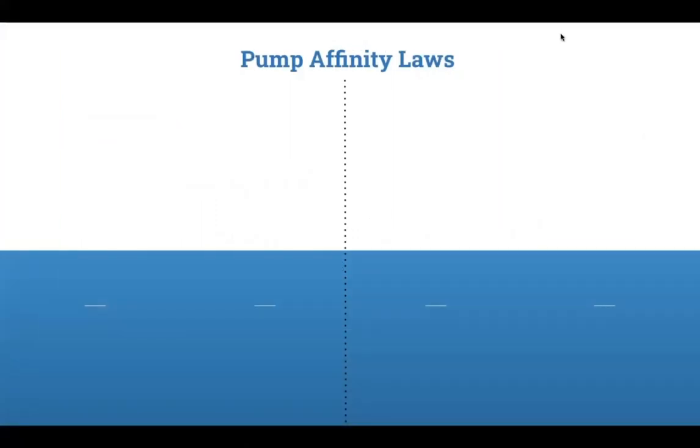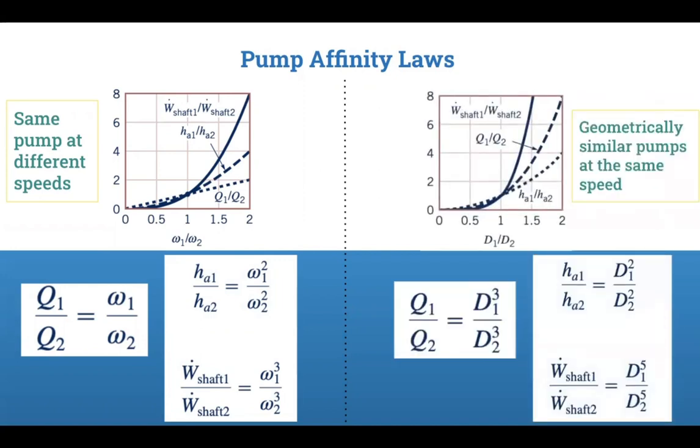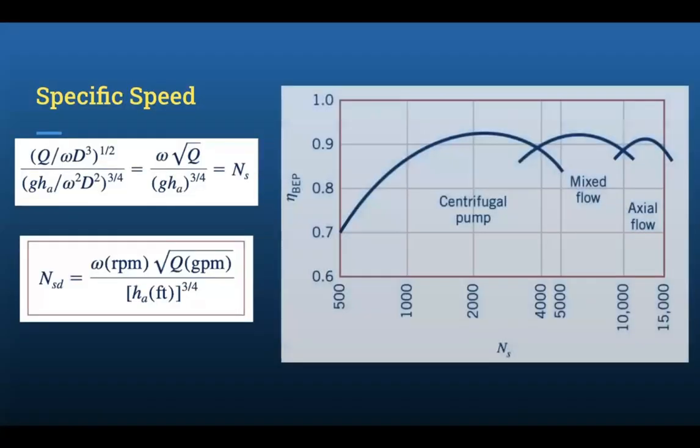Pump affinity laws discuss how geometrically similar pumps of the same flow coefficient vary, and the equations follow as such, with diameters being the same, how the variables vary with speed, and with rotational speed being the same, how the variables vary with diameter. Another useful dimensionless parameter is specific speed. A modified version is used in the US as the NSD, with different units, and as shown, if the required head, flow rate, and speed are specified, you can select the most efficient pump geometry, whether it be radial, axial, or mixed, for a particular application.